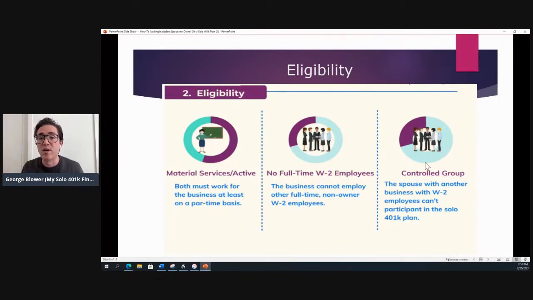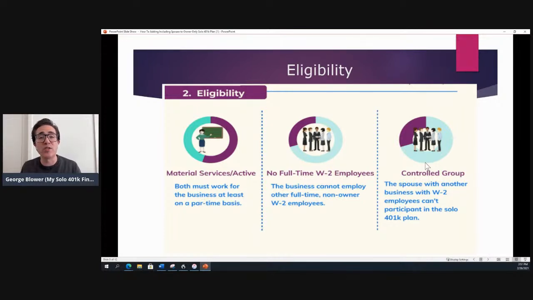And the rule is no, because the ownership interest is going to be attributed under the family attribution rules, which apply to the controlled group rules. Under those controlled group rules, those two businesses are going to be viewed as one unit. That means effectively all the employees that work for the first business are going to be treated and analyzed as if they work for both businesses. And so neither business can set up a solo 401k.